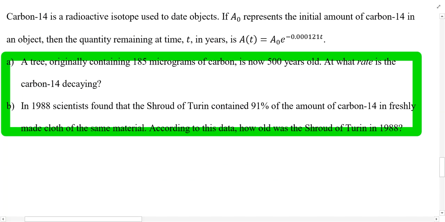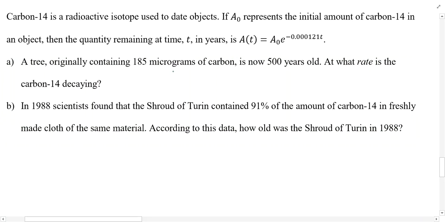Now for part A in number 7, we're told that a tree that originally contained 185 micrograms of carbon is now 500 years old. And we'd like to know at what rate the carbon is decaying. Well, remember, rate is a derivative, so we better work with the derivative of A of t. We're told that A sub 0, this parameter, if you will, is our initial amount of carbon.